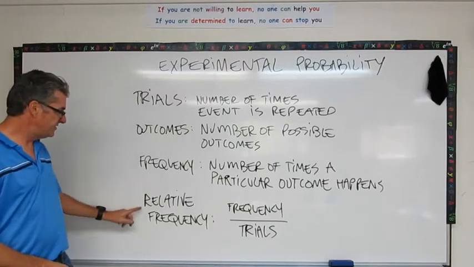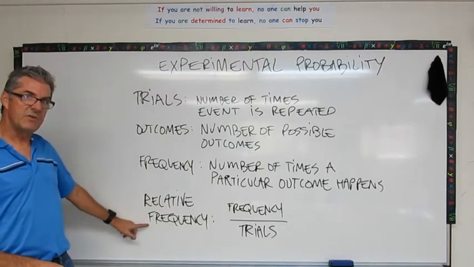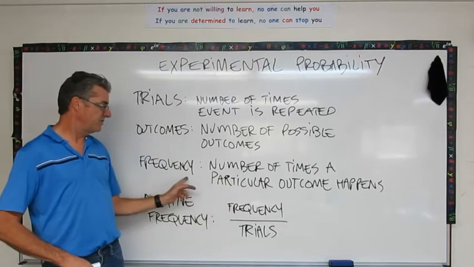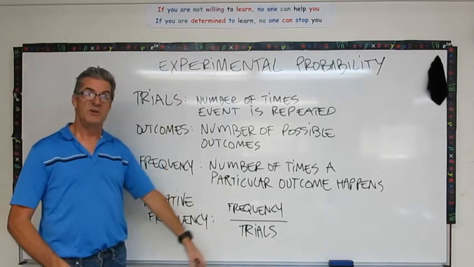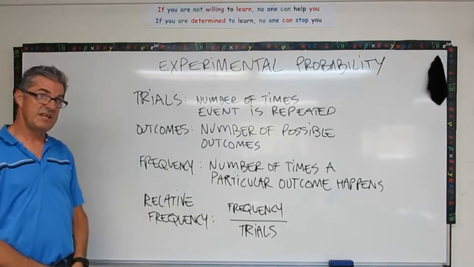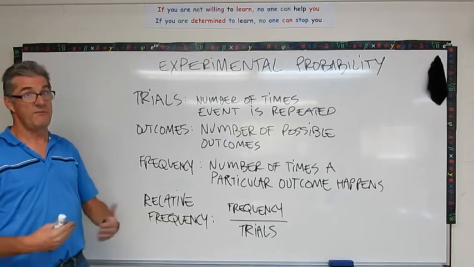Okay? Last thing is the relative frequency. This is the number of times a particular outcome happens, the frequency, over the number of trials. So in our little example, the relative frequency of heads would be 6 over 10. The relative frequency of tails would be 4 over 10.